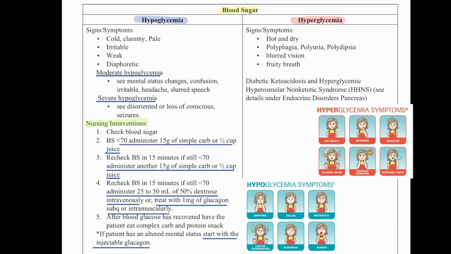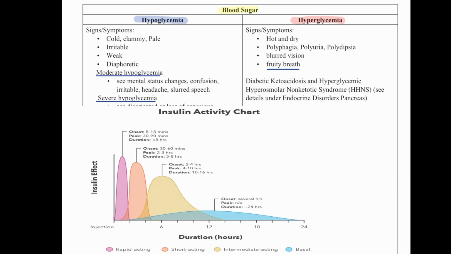Then for hyperglycemia, we're going to see things like the patient's going to be hot and dry, have polyphagia, polyuria, polydipsia, blurred vision, and that fruity breath. And again, that's diabetic ketoacidosis and hyperglycemic hyperosmolar non-ketotic syndrome. And we can see details of that in our previous section we went over.